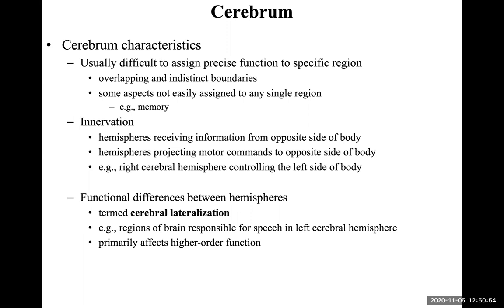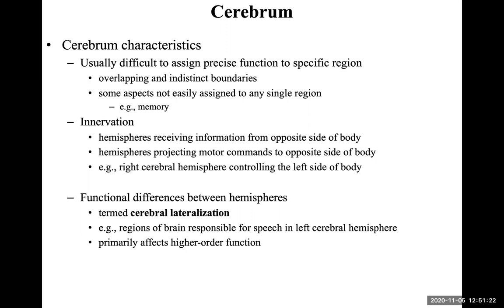The boundaries that separate, for example, the lobes are relatively indistinct. Many functions require the coordination of several areas within the brain. You'll see that as we go along. I'll say, oh, this structure does this. And then we get to a different structure and I say, oh, this structure does this also. That's because the coordination between these different areas is required in order for the function to take place.